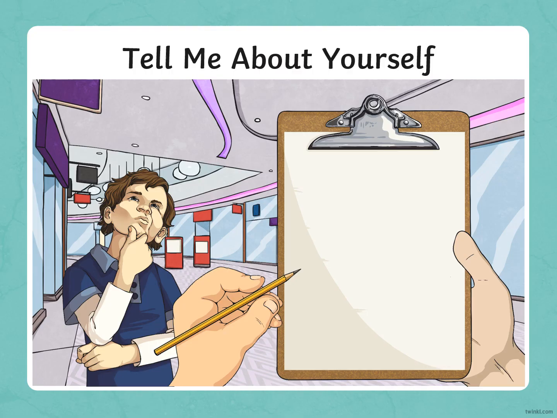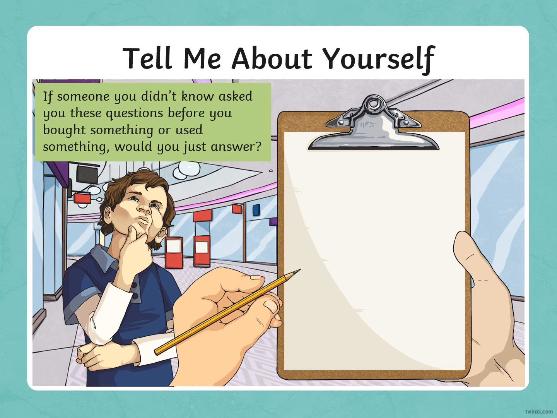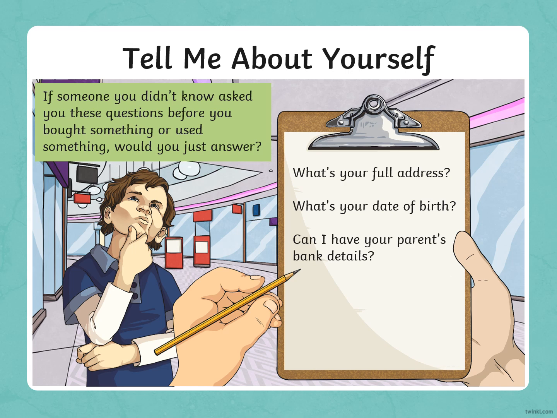Right, tell me about yourself. If someone you didn't know online asked you these questions before you bought something or used something, would you answer them? For each question, on a piece of paper, could you put yes if you would answer them or no if you wouldn't? What is your full address? What is your date of birth? Can I have your parents' bank details? What's your phone number and email address?